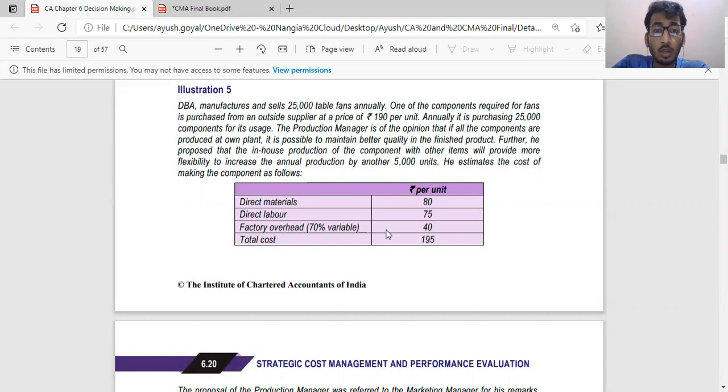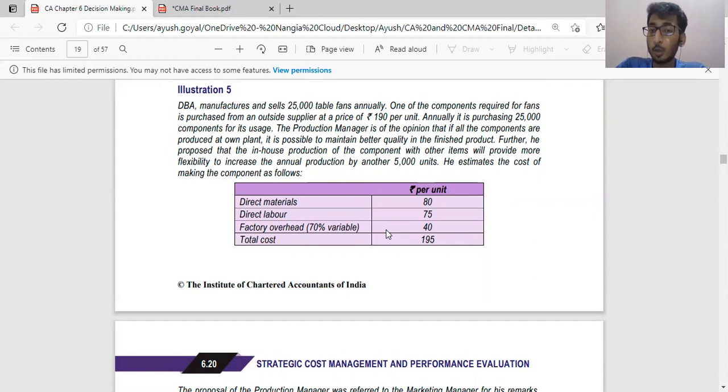DBA manufactures and sells 25,000 table fans annually. One of the components required for the fan is purchased from an outside supplier at a price of 190. So basically, one component is purchased at the rate of 190 rupees. Annually, it is purchasing 25,000 components for its use.